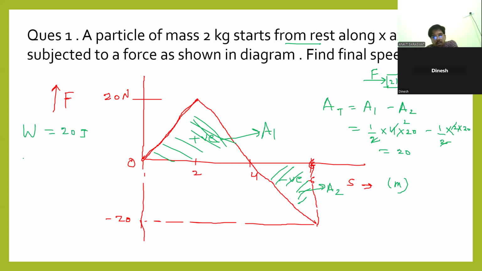So what is the work-energy theorem? Work done by all the forces is equal to the change in kinetic energy. Total work is 20 joule, so 20 equals half m v squared final minus initial kinetic energy. Initially at rest, so initial is 0. Mass is 2 kg, so v squared is 20, and v is under root 20. The mass 2 cancels, so v is root 5 meters per second.